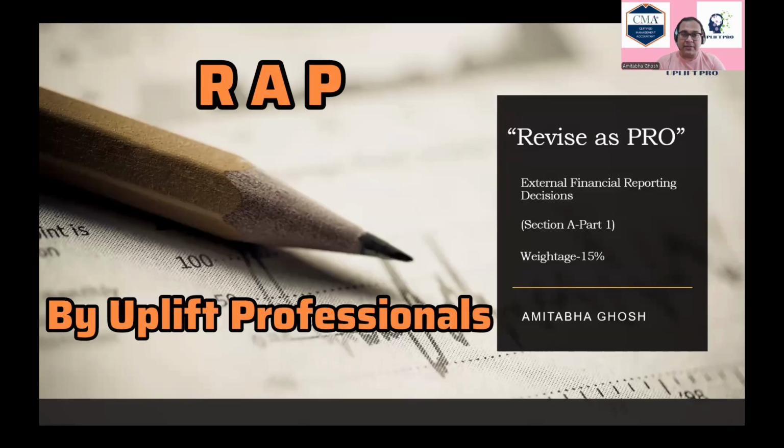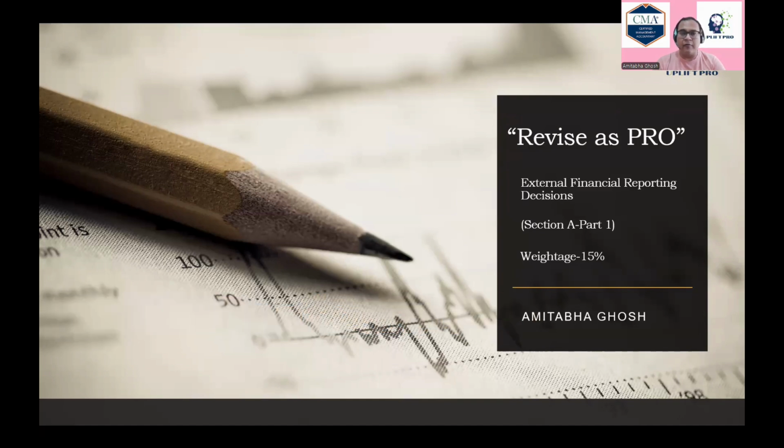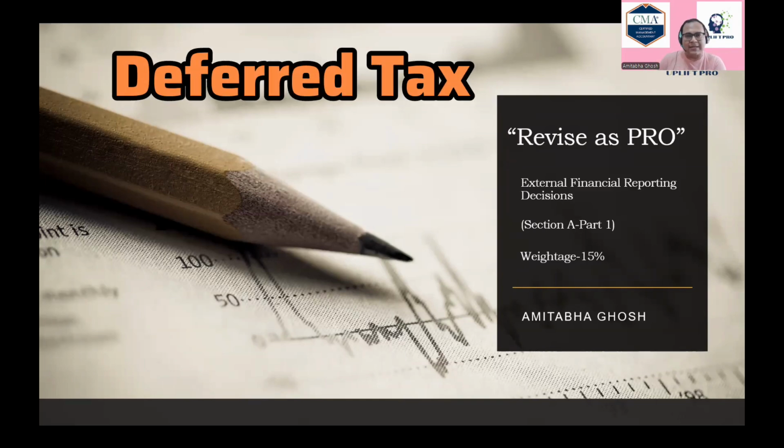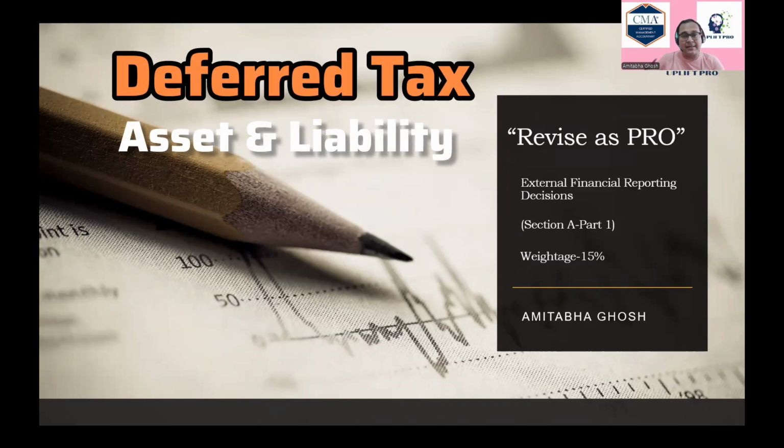In this particular session of today, we would be covering section A of part 1 of our US CMA syllabus, known as External Financial Reporting Decisions, and we'll be covering a specific topic under this section, namely accounting for taxes. So more around the concepts of deferred tax asset and deferred tax liability.